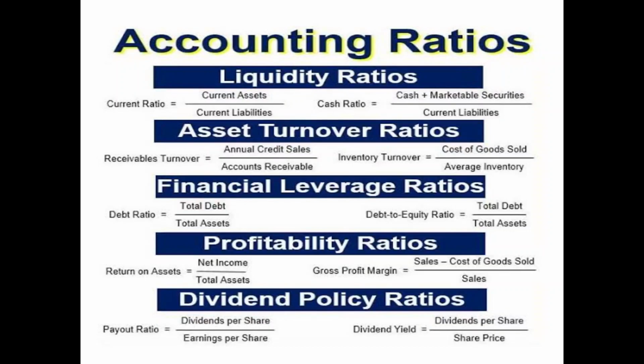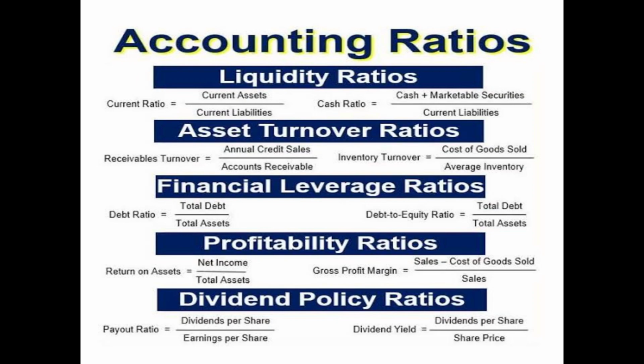Let us see what are the types of accounting ratio. There are mainly 5 types: liquidity ratios, asset turnover ratio, financial leverage ratio, profitability ratio, and dividend policy ratio. Under liquidity ratio, there are two ratios. Current ratio: to calculate the current ratio, we use the formula current assets divided by current liabilities of the company. To calculate the cash ratio, cash plus marketable securities divided by current liabilities of the company.